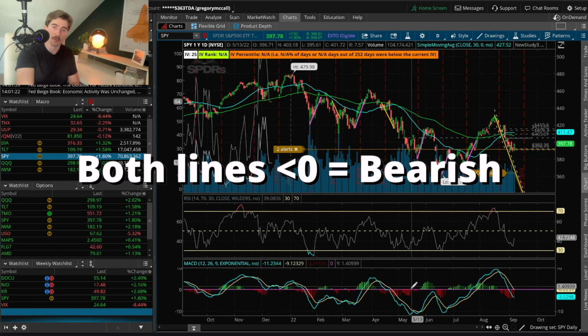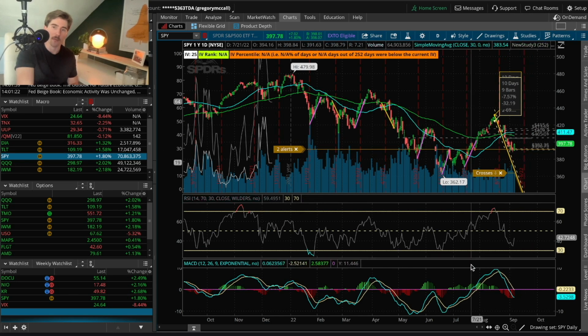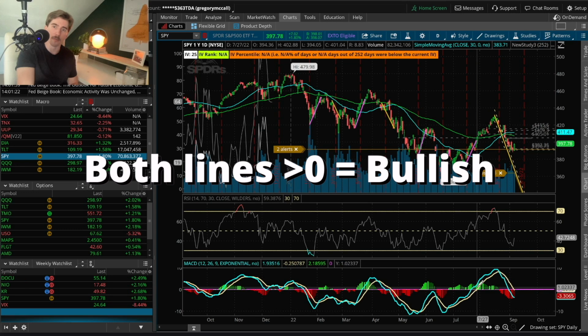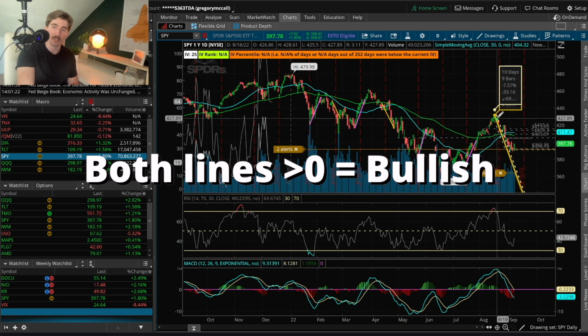Whenever the stock is below the purple line, this means that the stock is bearish. So if you shorted SPY whenever it went bearish on the MACD, you would have been able to make gains from $440 all the way down to $397 right now. And then if you bought SPY whenever MACD went bullish, when both lines went above zero, you would have bought it around $390 or $410. And if you sold it at the top, you would have been able to make a decent amount of profit.